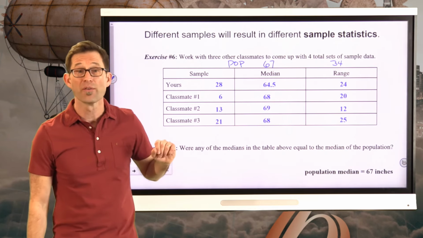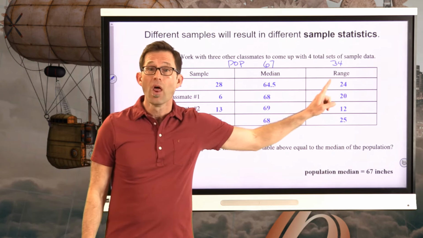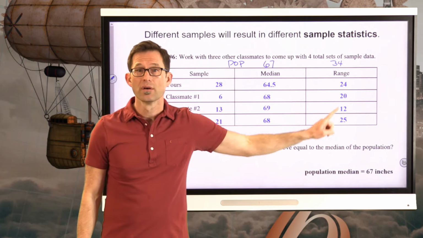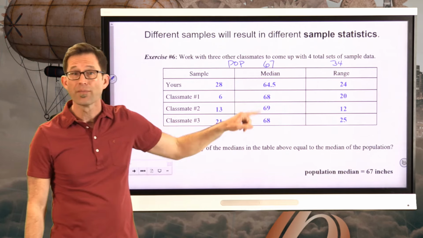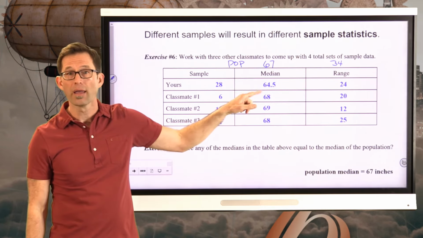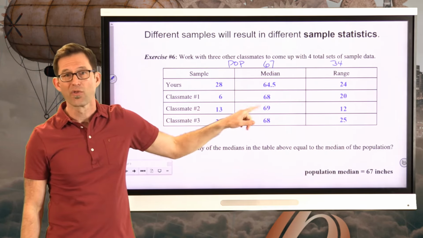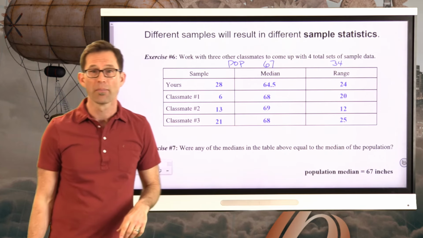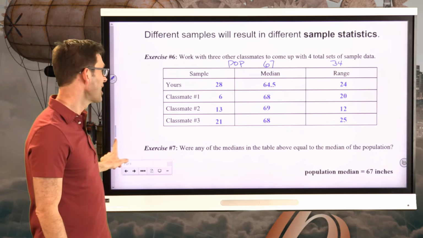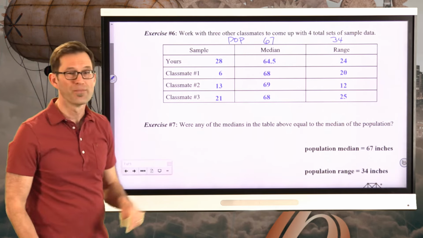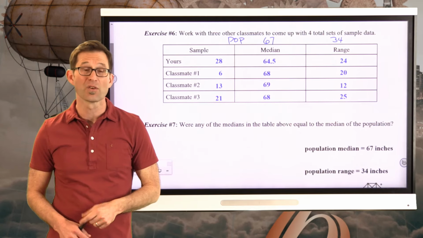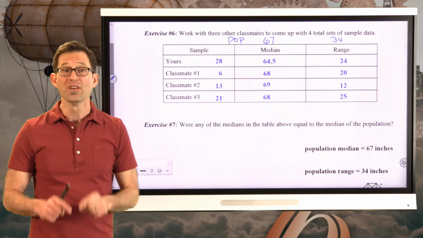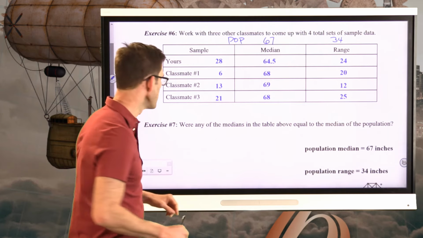And remember that observation we made in the last problem? None of these sample ranges are larger than that population range. And yet, the medians, you've got mine, it's below the population. The other 3 actually ended up being above the population median. In fact, that kind of answers exercise number 7. Were any of the medians in the table above equal to the median of the population? And the answer, at least for the 4 I did, was no, but they were all relatively close.